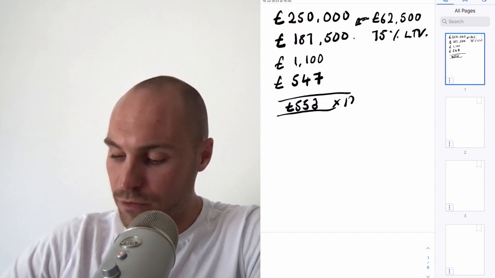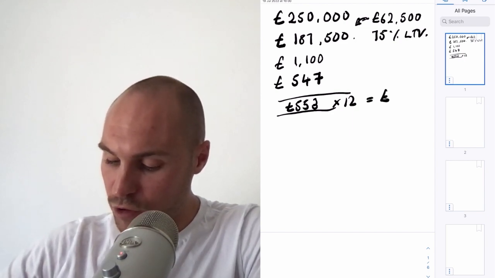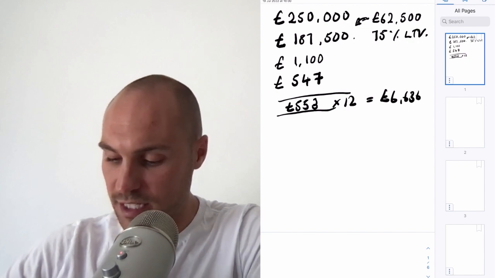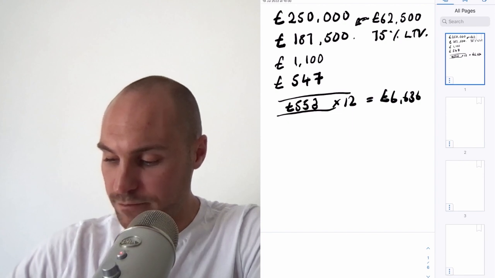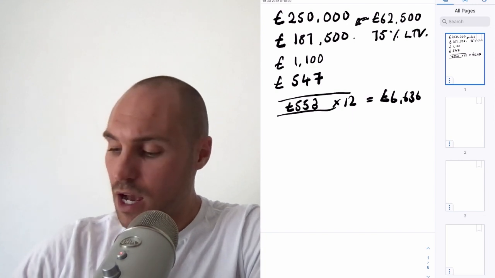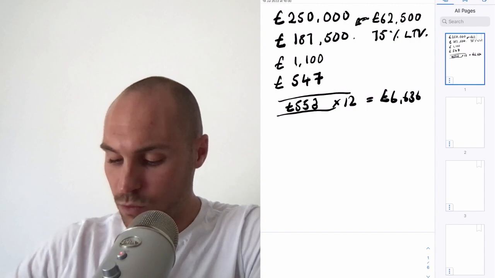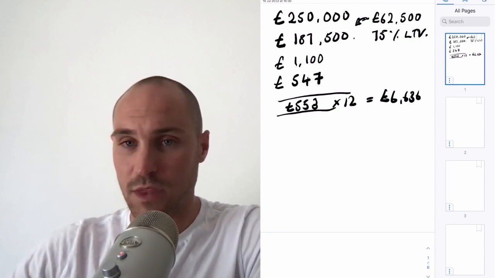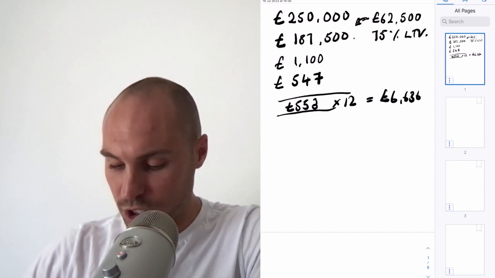Therefore, if we multiply that by 12 to make it annual, we get a gross profit of £6,636. So £6,636 is our annual profit. Now, to work out the return, what is the return that we get on this property? We take the £6,636 and divide it by the deposit, the money that we put in, which is £62,500. So we divide 6,636 by 62,500 times 100 to turn it into a percentage.